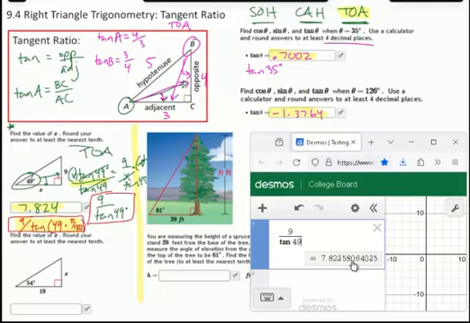All right, so now go ahead and try this problem right below, and see if you can find what is x in that diagram.